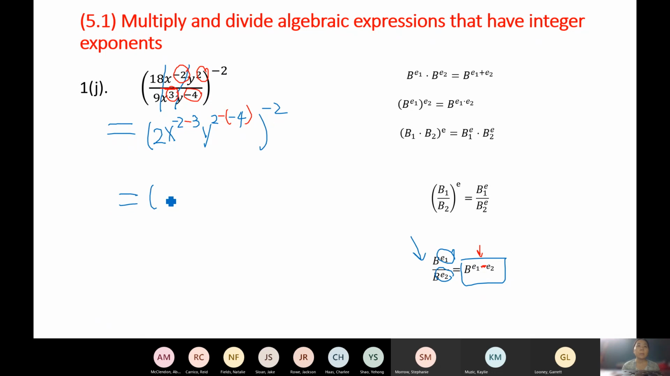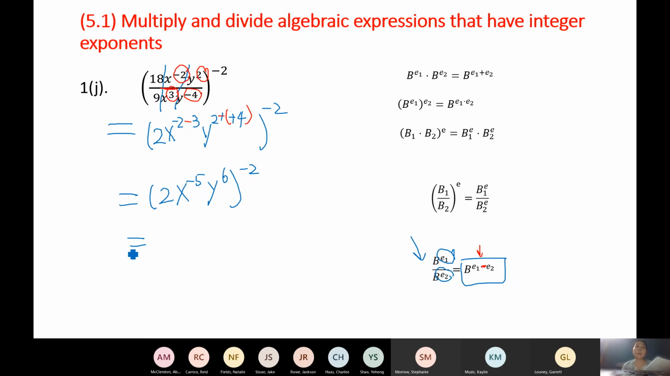Okay, so we end up with x to the negative 2 minus 3, it's negative 5. 2 minus negative 4, you do keep, change, change. So that gives a y to the 6. Wait. Actually, did I have minus 2 as exponent or? It is minus 2.